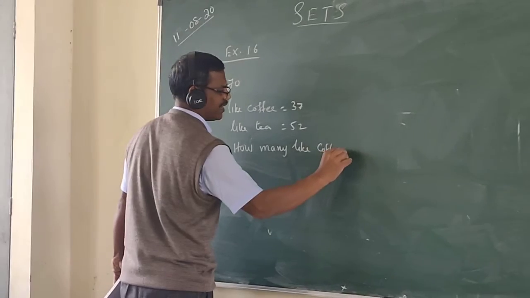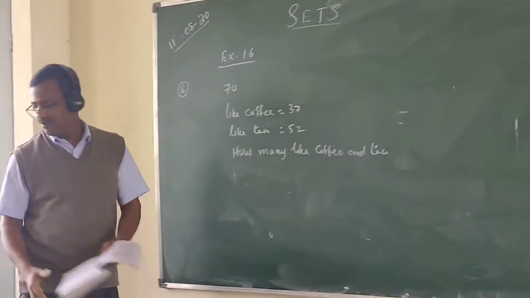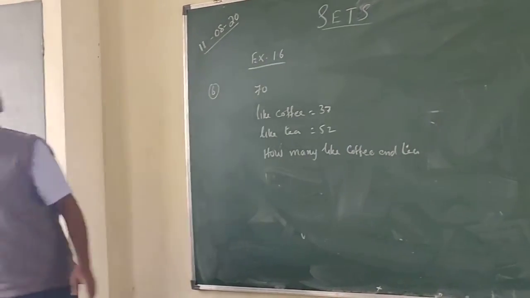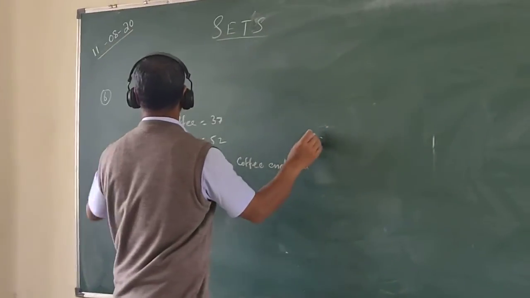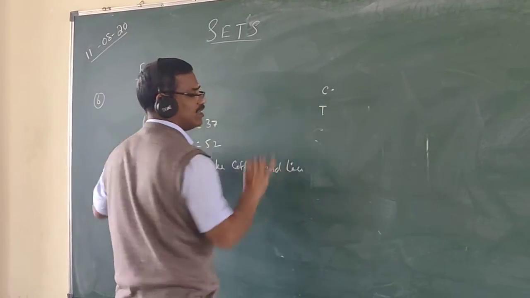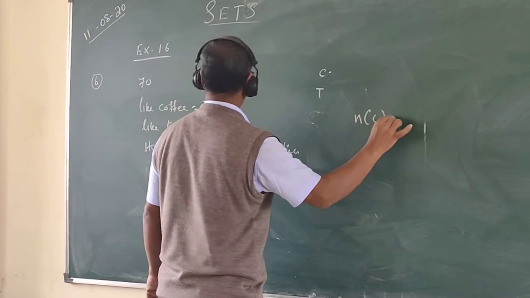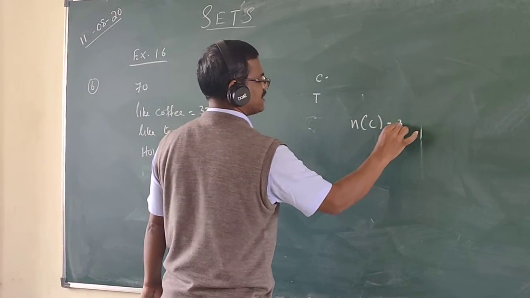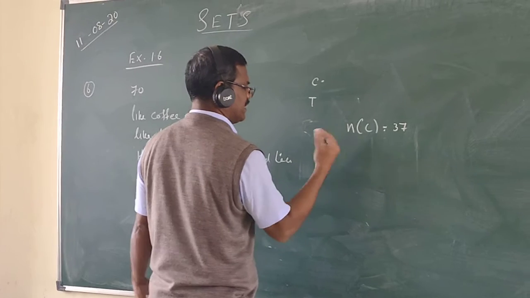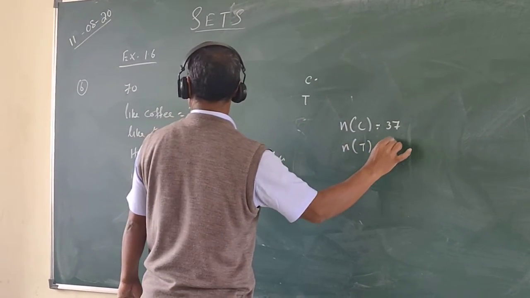Okay, so here we have a formula that I explained already. I can mark C for coffee and T for tea. What is the number of coffee people? The number of coffee people is 37. The number of tea people is 50.